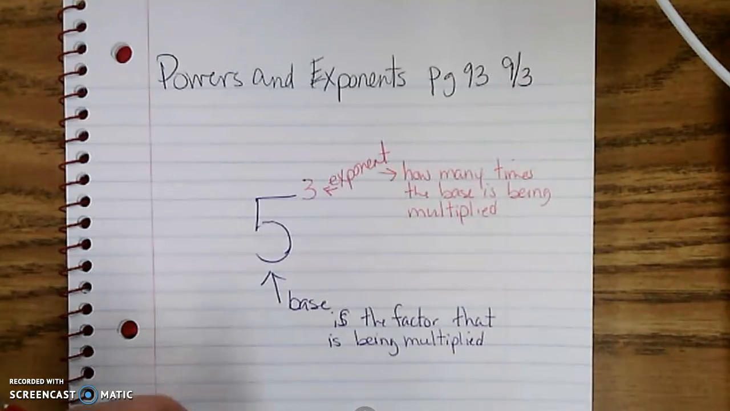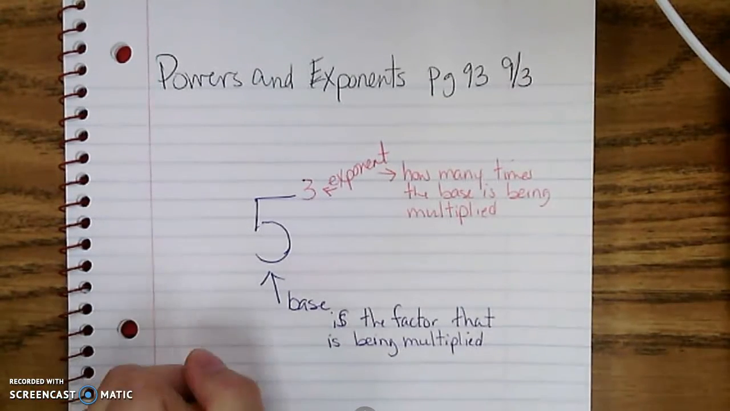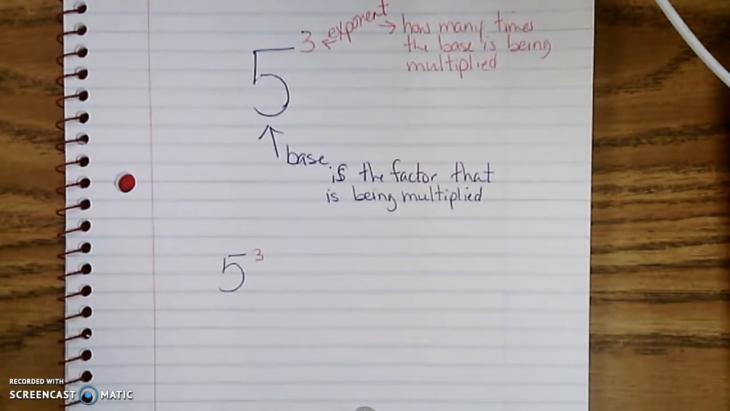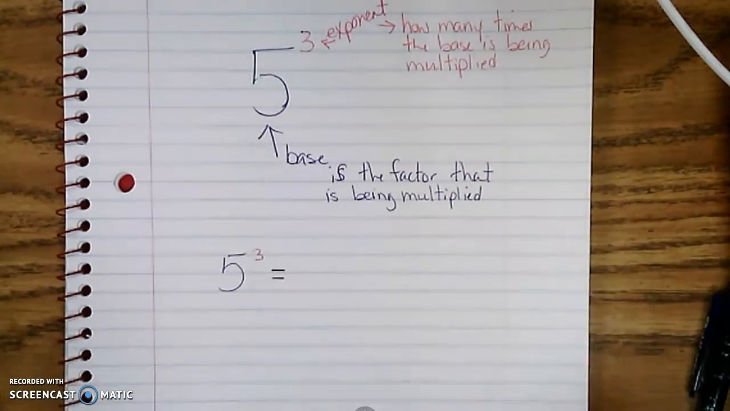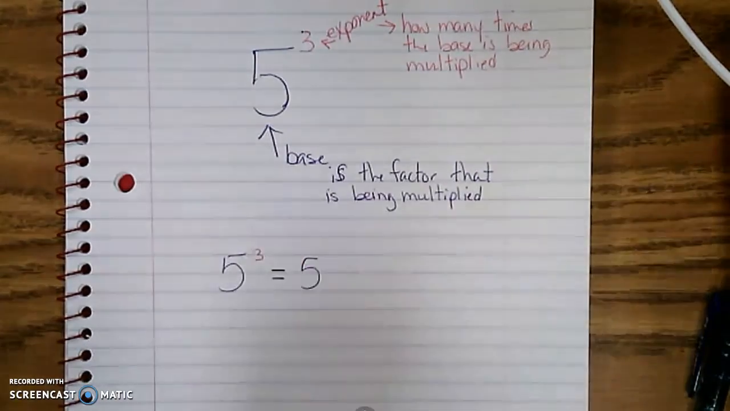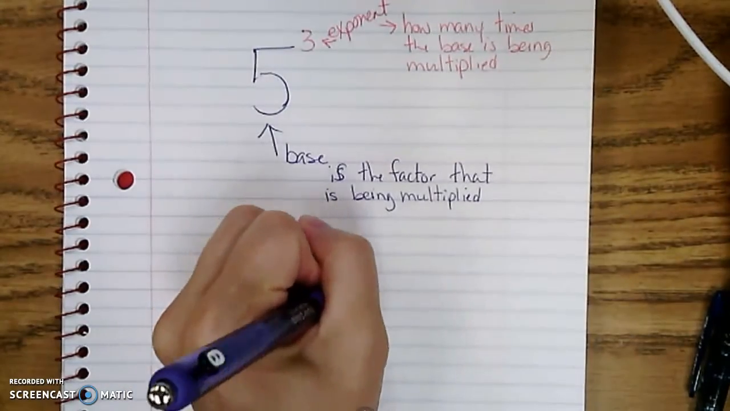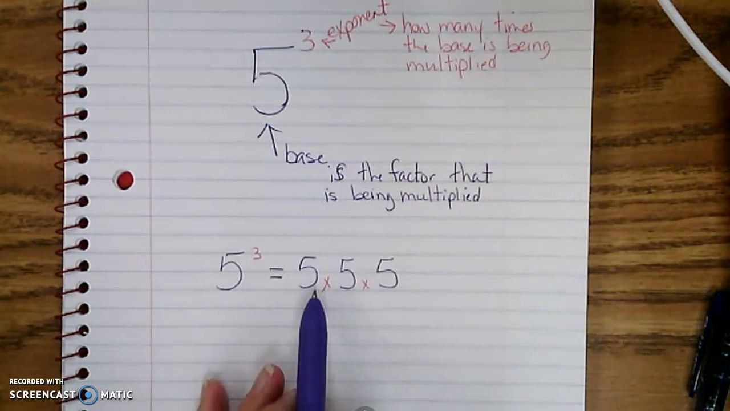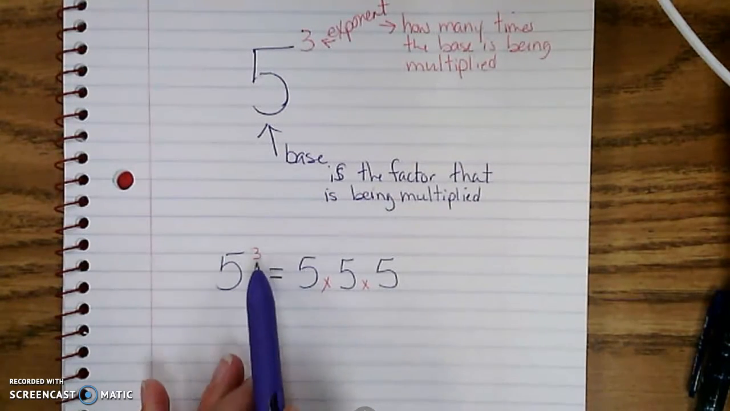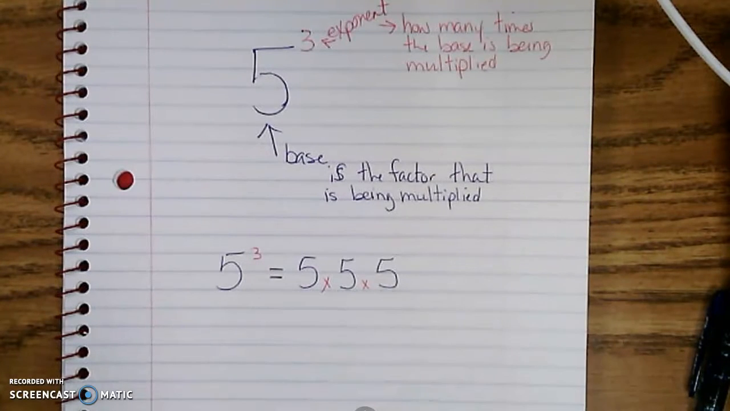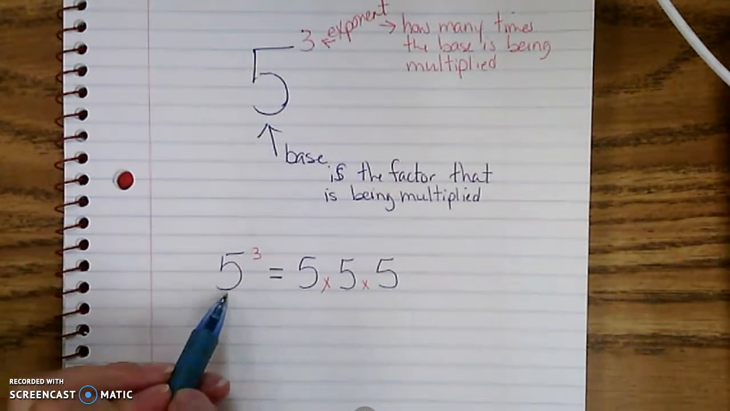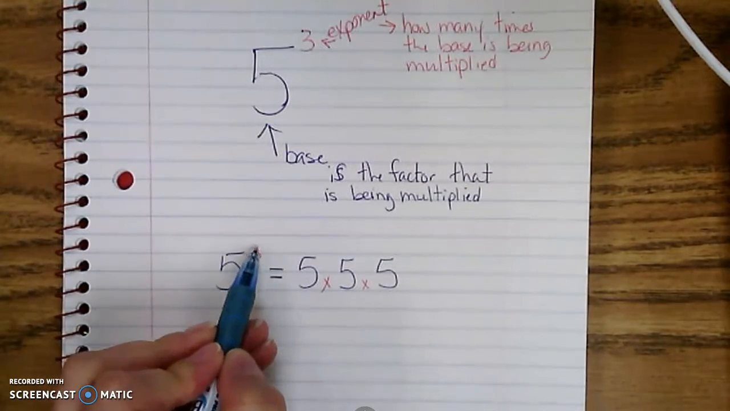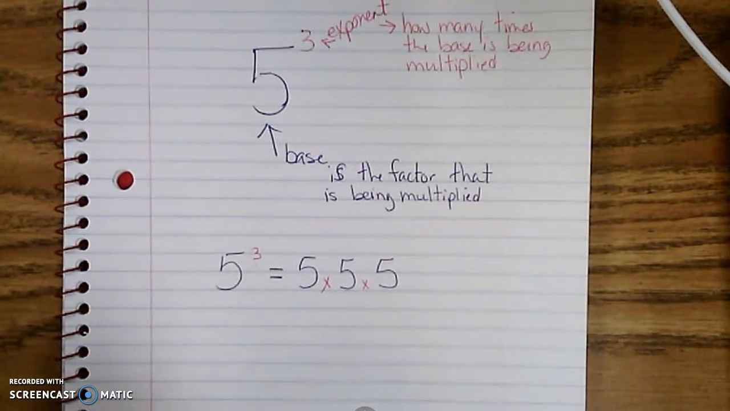So let me write that again. If I have 5 to the third power, which is how we say that, then that equals 5 times 5 times 5. So 5 is what we're multiplying, that's our base, and we're multiplying it 3 times. That is our exponent. We say this as 5 to the third power, or when it's a 3, we could also say 5 cubed.